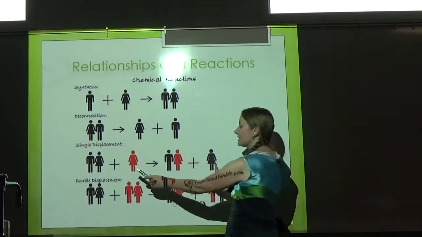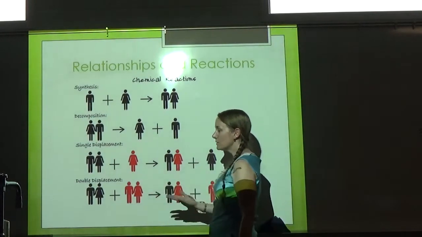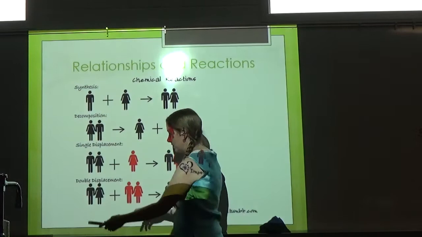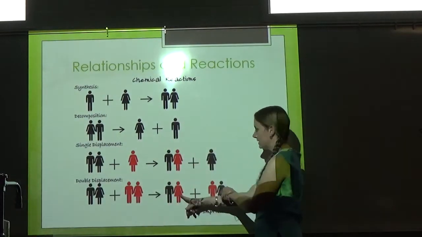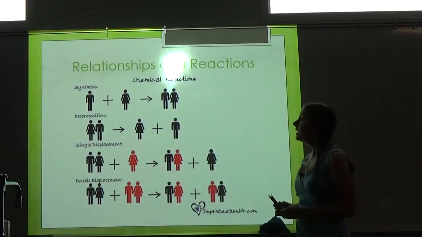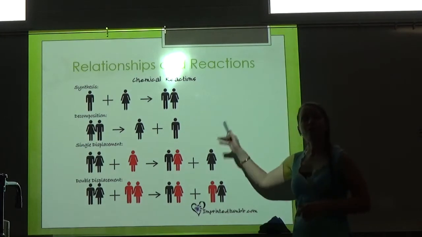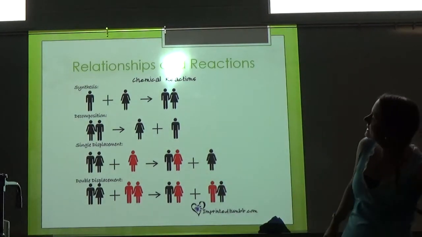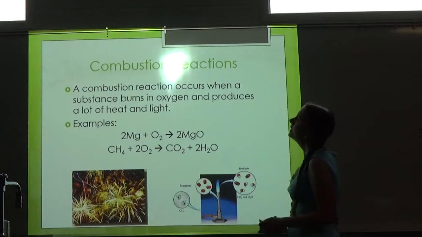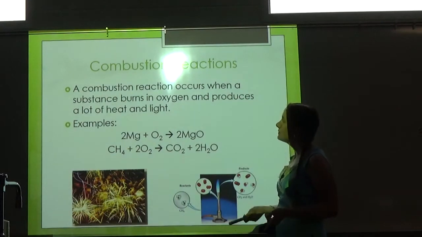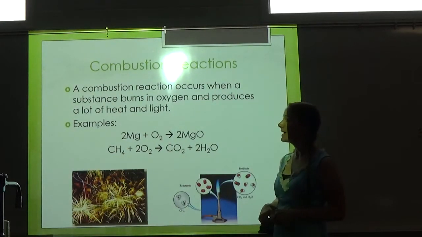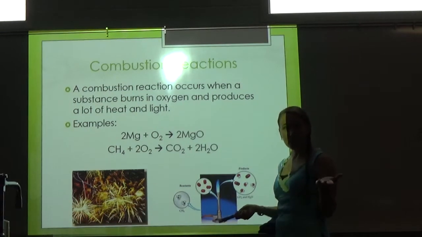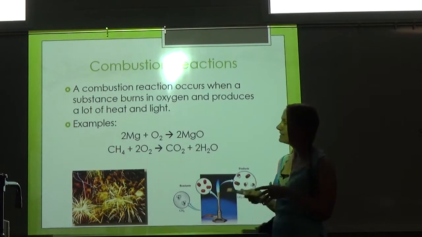So see, something is single on both sides. Double displacement is kind of like the show Wife Swap. Okay, the 2 men, they swap wives, so swap positive ions. All right, and so those can all be described by relationships. Combustion is kind of its own category. So a combustion reaction occurs when a substance burns in oxygen and produces a lot of heat and light. So these are the exciting reactions where you have like fire, explosions, things like that.